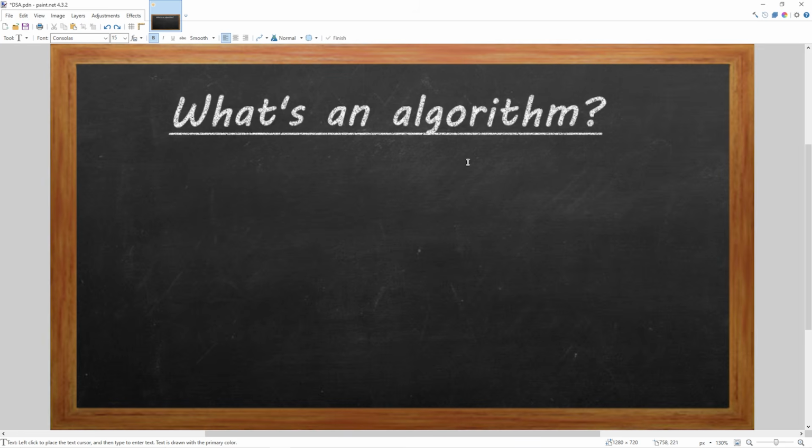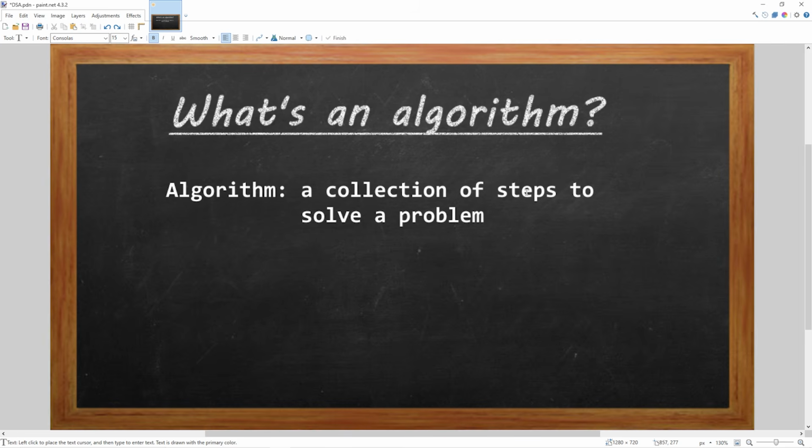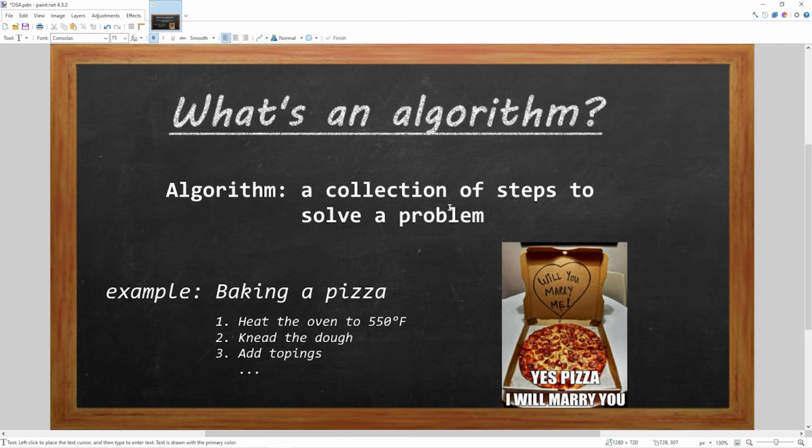Well, what's an algorithm? An algorithm is a collection of steps to solve a problem. It's the steps to a solution. Here's an example. I'm hungry and I need a pizza. That's my problem. An algorithm to bake a pizza could be: 1. Heat the oven, 2. Knead the dough, 3. Add the toppings, and then eventually you'll solve your problem of not being hungry anymore. So that's a real-life example of an algorithm.